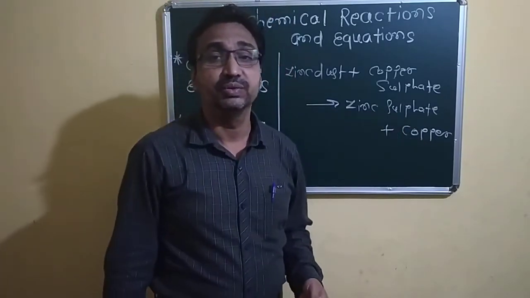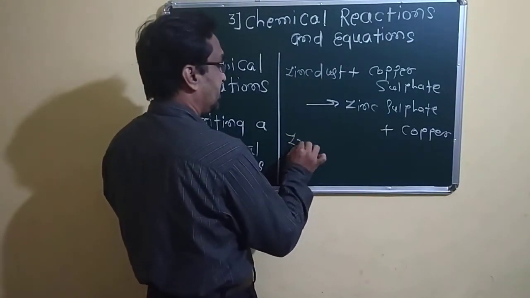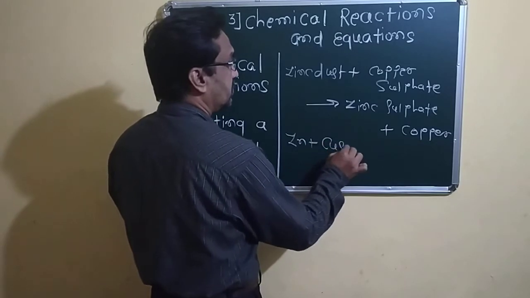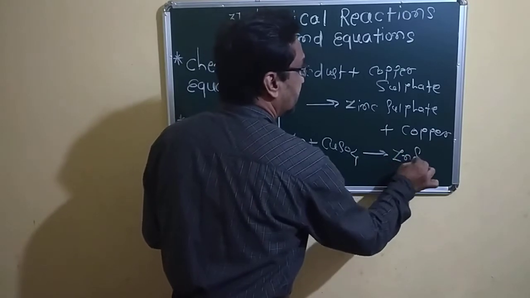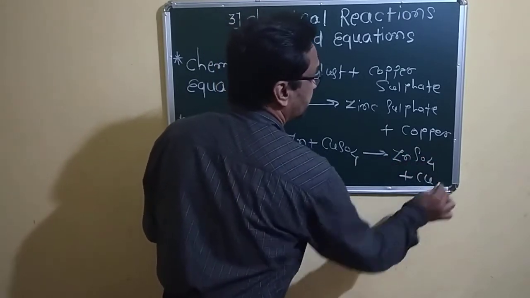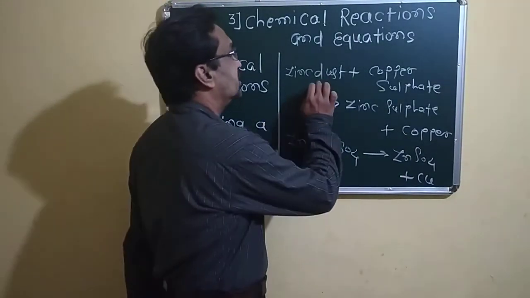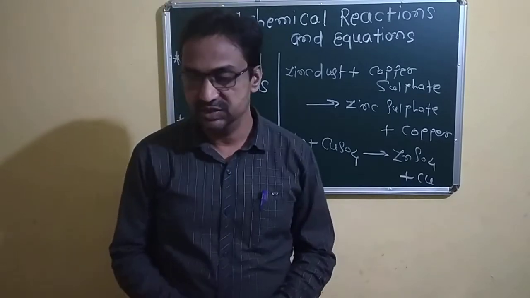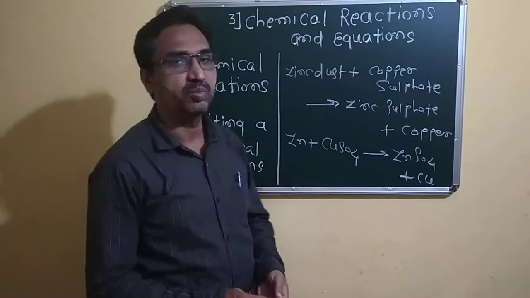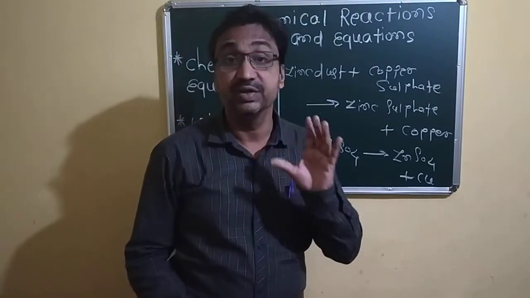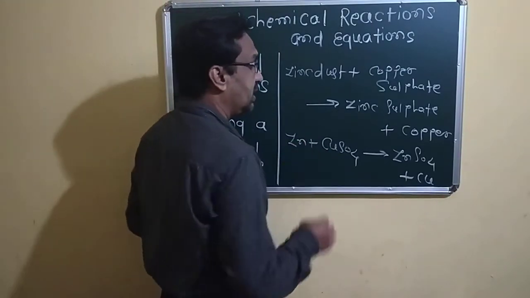But we have to write the above equation in condensed form using formulae: Zn plus CuSO4, that is copper sulfate, forms zinc sulfate plus copper. This first one is the word equation, and this second one is in condensed form, using the chemical formula of every substance utilized in that particular reaction. So this is the chemical equation.